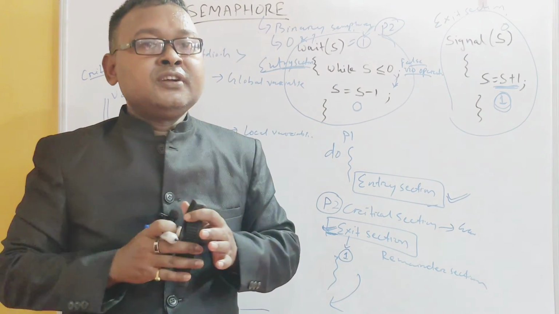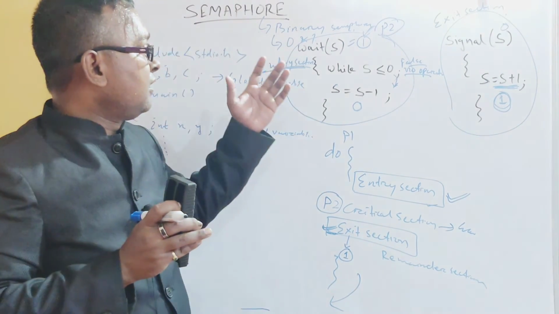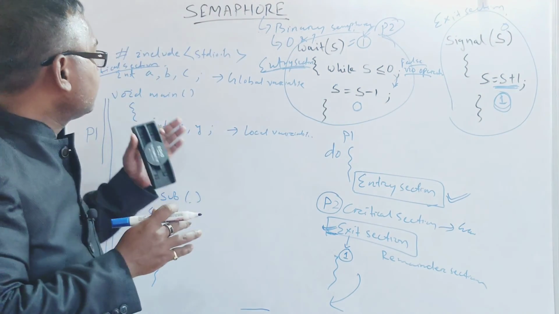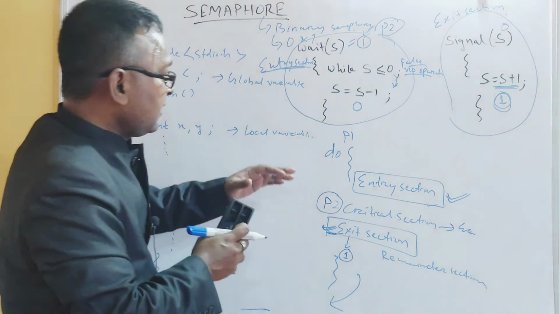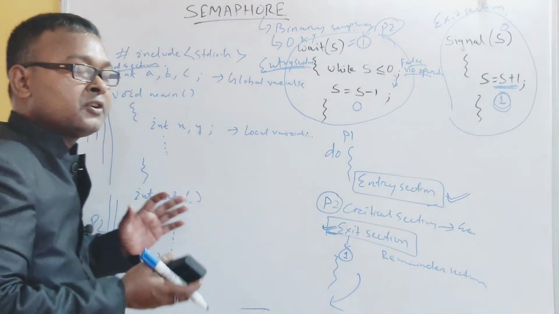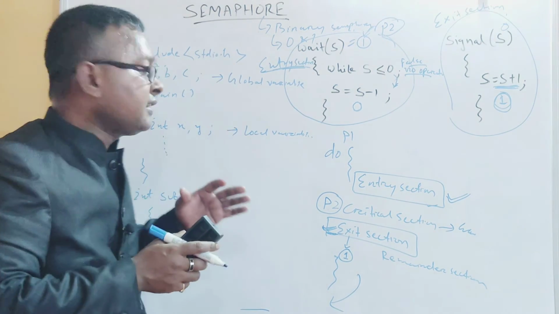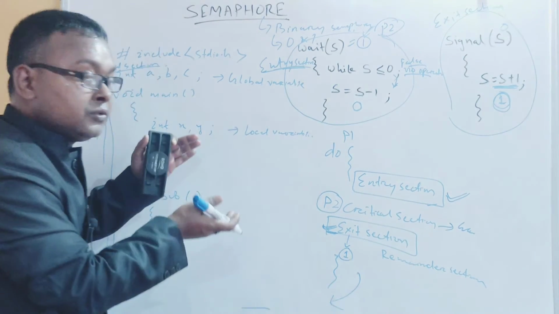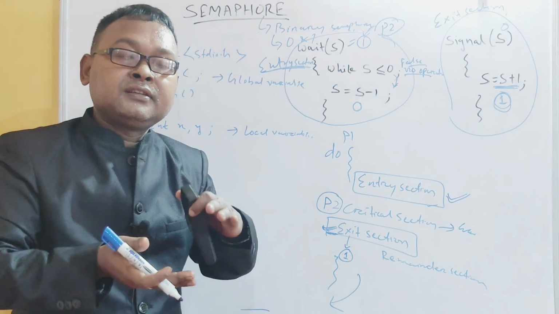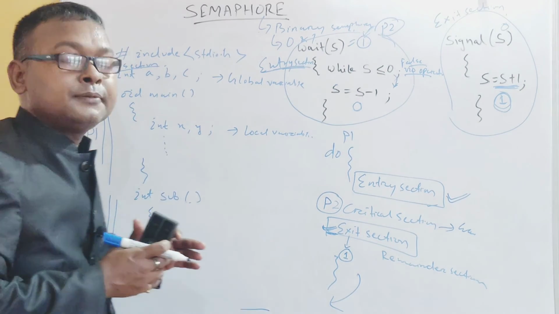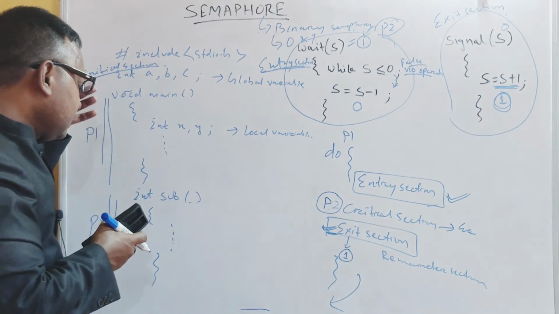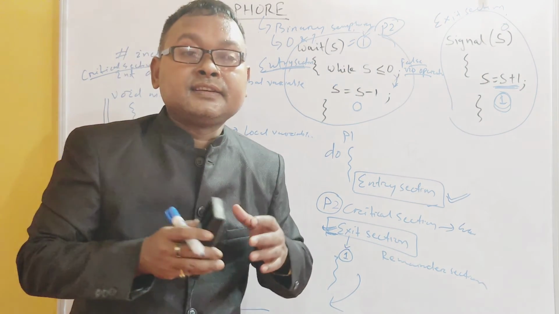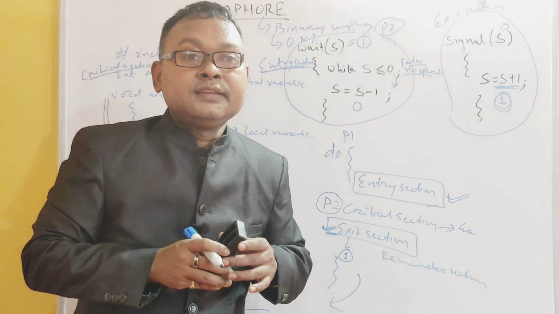Okay, so in the next video I will go for studying the counting semaphore. Counting semaphore means 2 to 3 processes can enter the critical section at a time to access the global variable. That means 2 to 3 processes can enter into the critical section and access the variable.